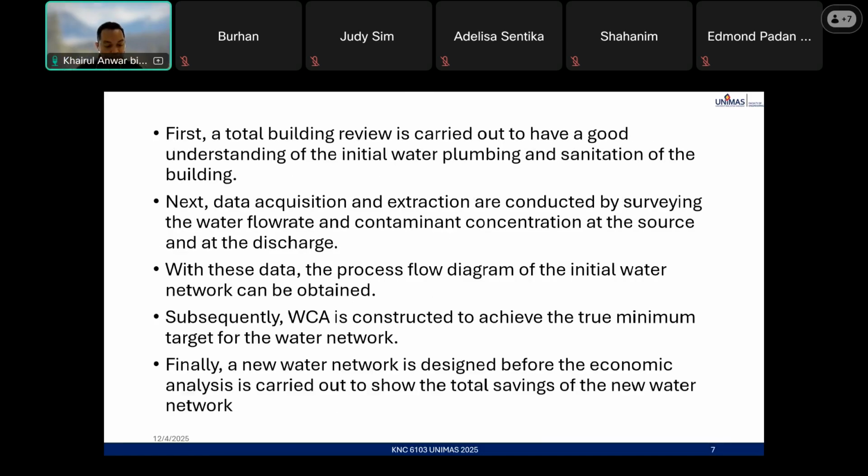First, a total building review is carried out to have a good understanding of the initial water plumbing and sanitation of the building. Next, data acquisition and audit are conducted by surveying the water flow rate and contamination at the source and at the discharge. With this data, the process profile of the initial water network can be obtained. Subsequently, WCA is constructed to achieve the true minimum target for the network. Finally, a new water network design with an economic analysis is carried out to show the total saving of the new water network. So this is the method for setting the minimum water target.